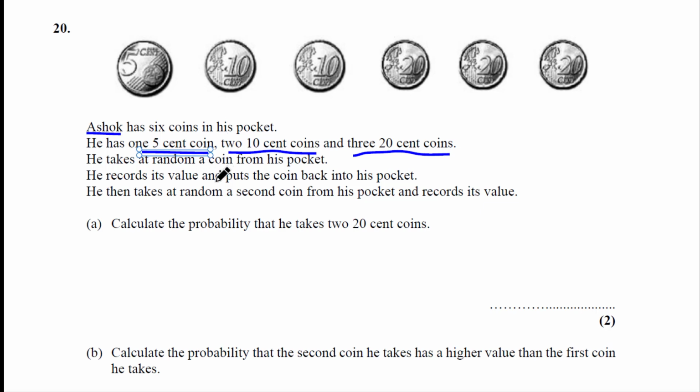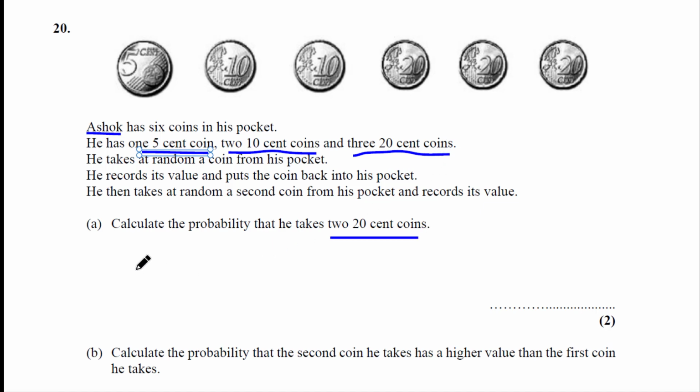He takes at random a coin from his pocket. He records its value and puts the coin back into his pocket. He then takes at random a second coin from his pocket and records its value. So calculate the probability that he takes 2 20-cent coins.